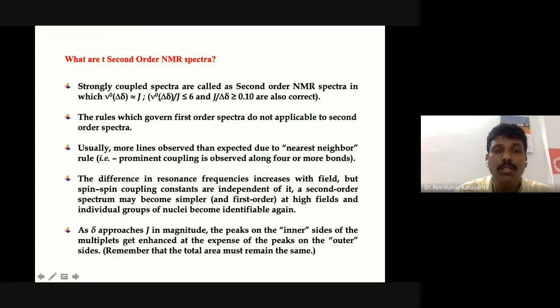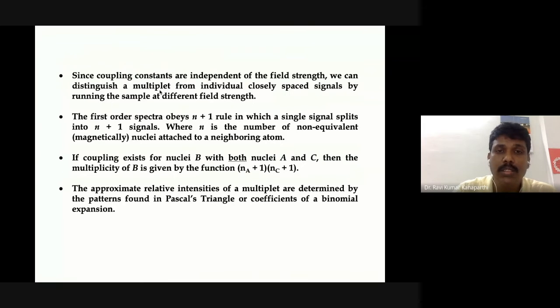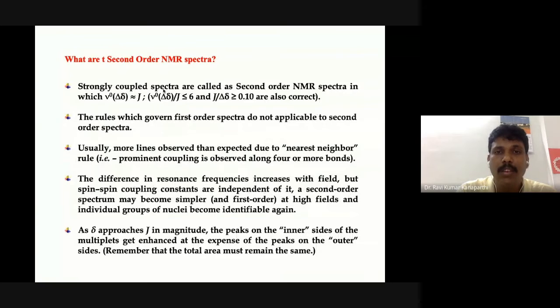And in terms of ratio also you can write it like this. Previously we mentioned the chemical shift difference versus J: if it is greater than 6, we said it can be classified as first order, but if it is less than or equal to 6, normally we say it is a second order spectrum. This ratio is also valid: J by delta delta, if it is greater than 0.1, we say it is a second order spectrum. So in the case of second order spectrum, the n plus 1 rule is not applicable.